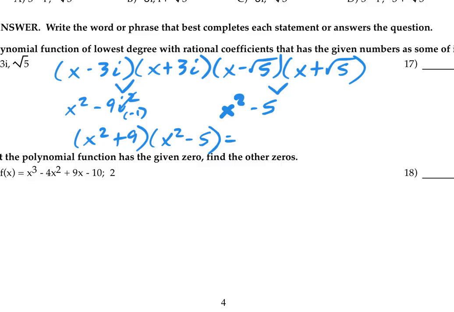The only time you have conjugates, though, it has to have a radical or an i. If it's just a regular old number like, let's say 7, 7 doesn't have a conjugate. Or 3, or any number for that matter. It has to have an i or a radical.